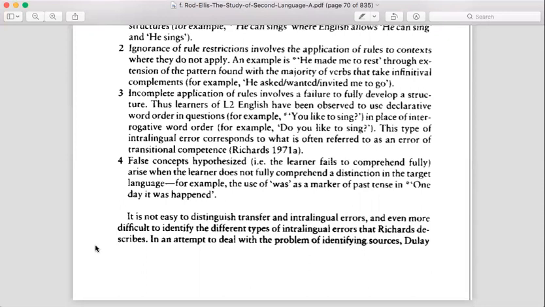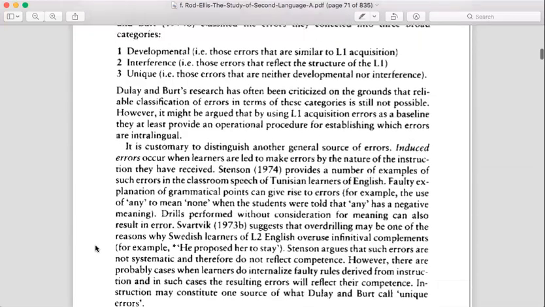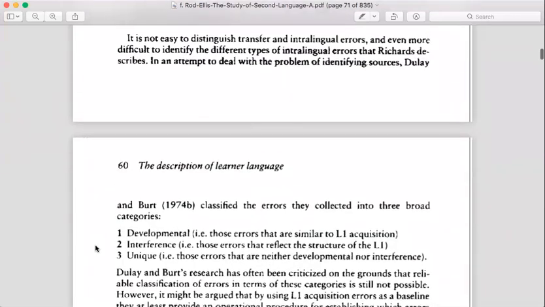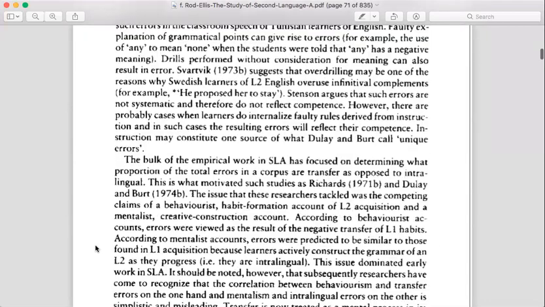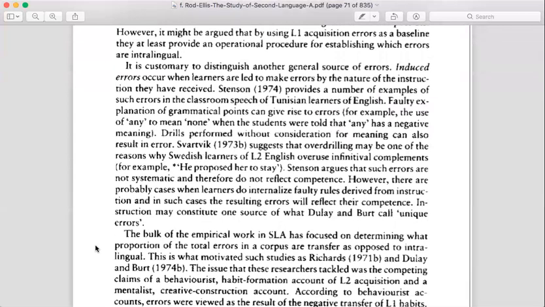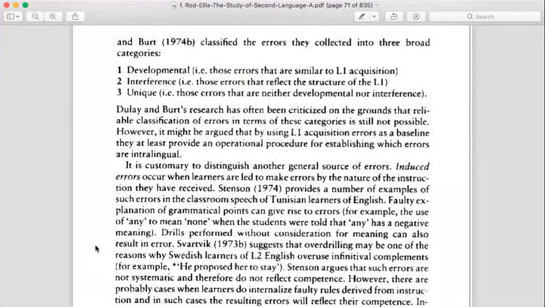Okay, other than that, Dulay and Burt in 1974, they have their own classification: developmental errors, okay, that are similar to L1 acquisition; interference errors, those that reflect the structures of L1; and unique errors which are neither developmental nor interference, right? So these are some of the categories of errors which are given by different linguists, and more or less, they refer to the source, and they are very similar when we read the details of these.